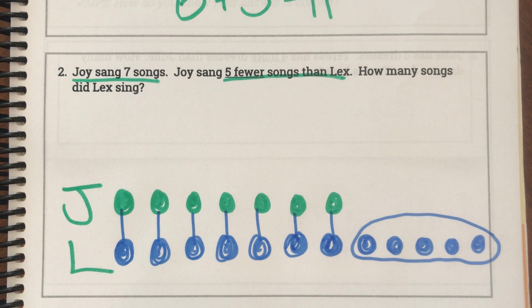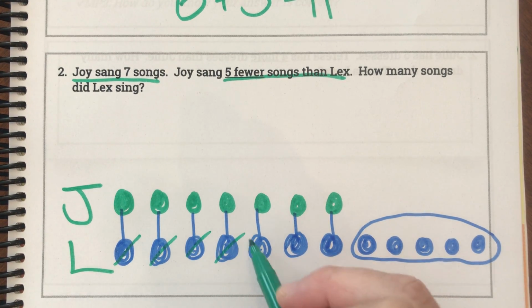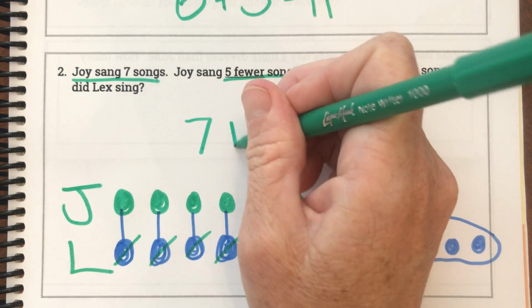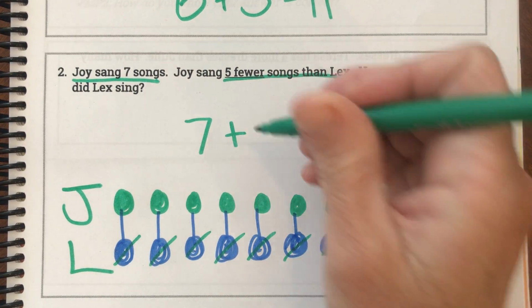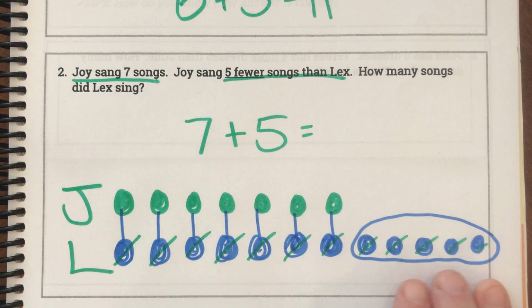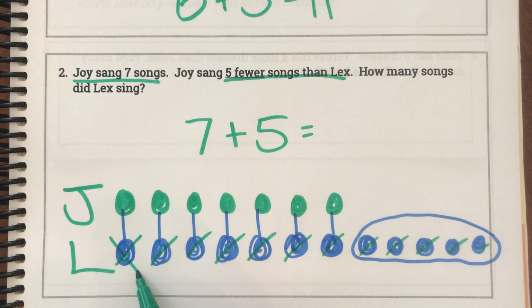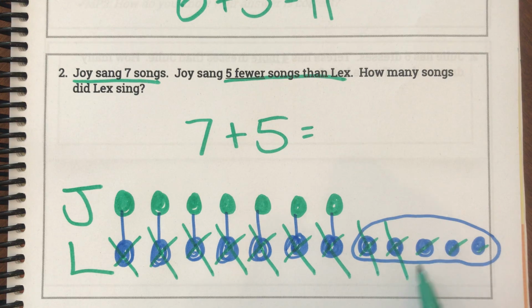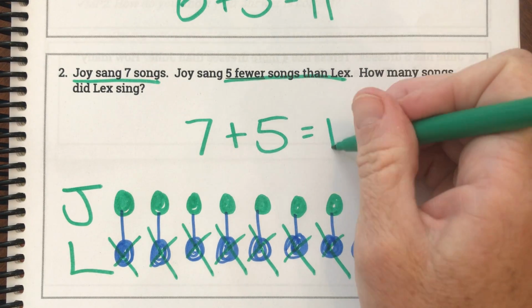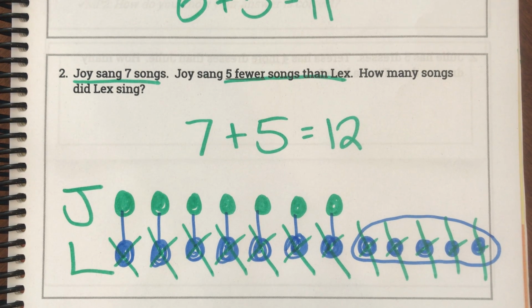Okay. So what would our equation be then? Well, Lex had 1, 2, 3, 4, 5, 6, 7. 7 that were the same as Joy. But then because Joy was 5 fewer, Lex had to be 5 more. So 1, 2, 3, 4, 5. So then he had 5 more. And the question says, how many songs did Lex sing? So how many total does he have? And we can go back and count them. 1, 2, 3, 4, 5, 6, 7, 8, 9, 10, 11, 12. So Lex has 12 total. 12 total songs, and Joy had 7 total.